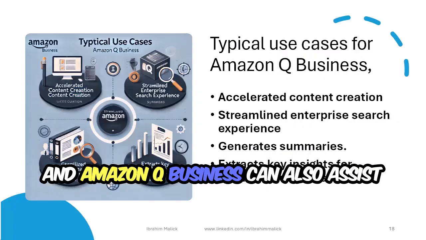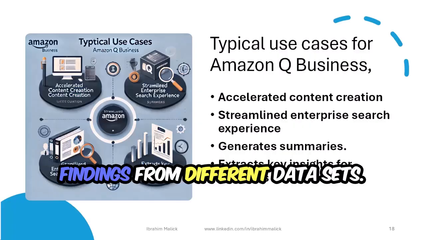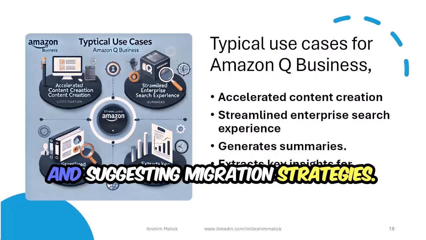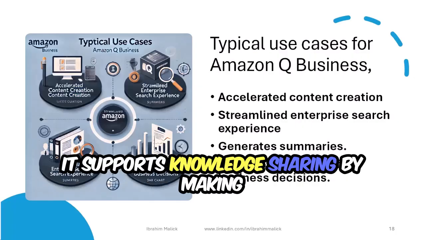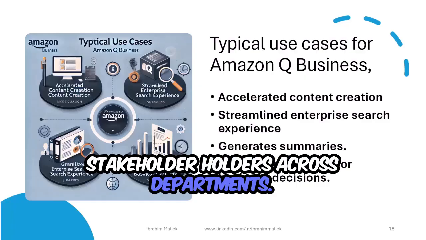And Amazon Q Business can also assist in root cause analysis by correlating findings from different data sets, right? Identifying potential issues and suggesting mitigation strategies. It supports knowledge sharing by making key insights accessible to stakeholders across departments. Okay.